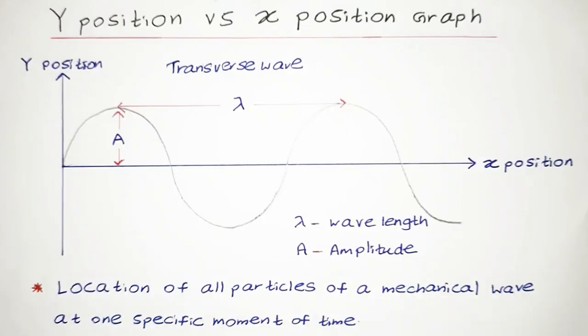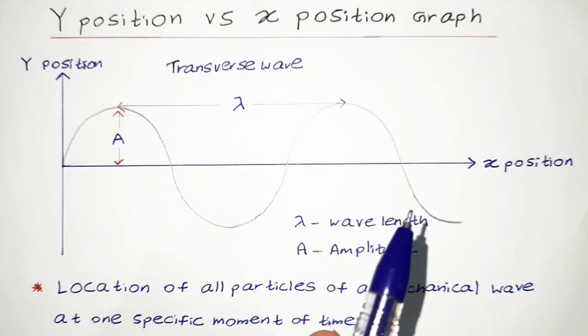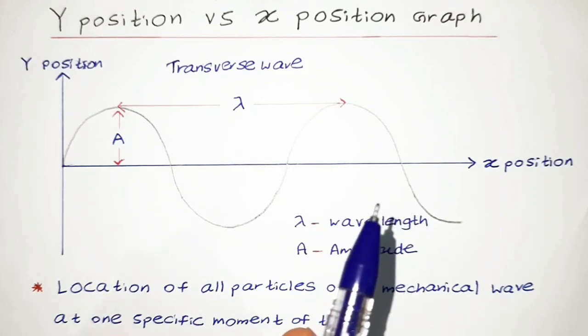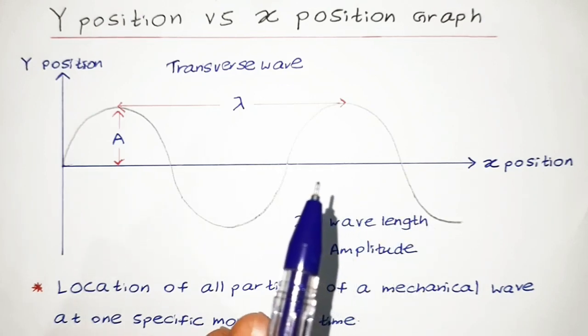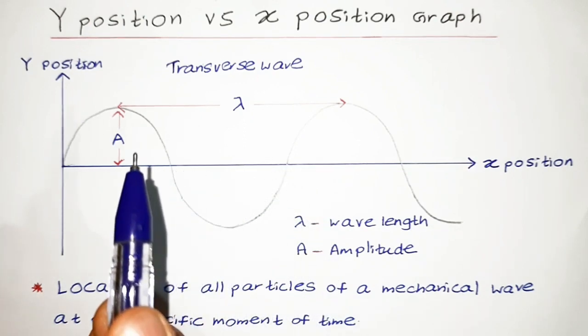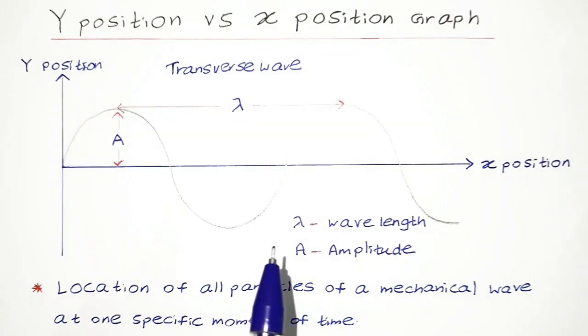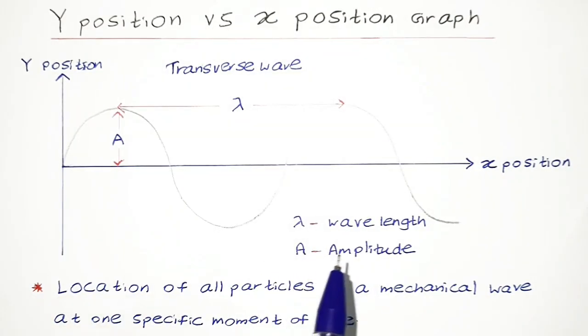Now let us look at the y position versus x position graph. Here the y position is on the y-axis whereas the x position is on the x-axis. We will obtain a transverse mechanical wave in this instance too, which means this is a sine curve in this instance. We have discussed the term amplitude, which is the maximum displacement.